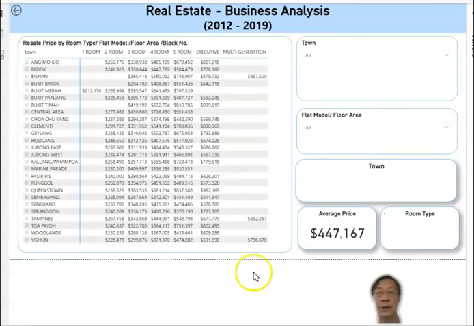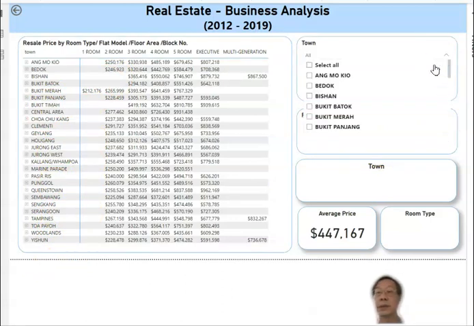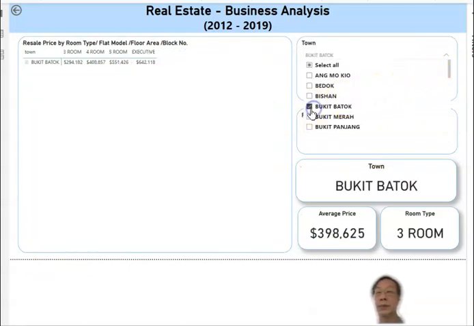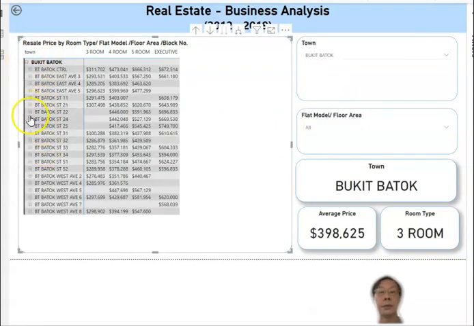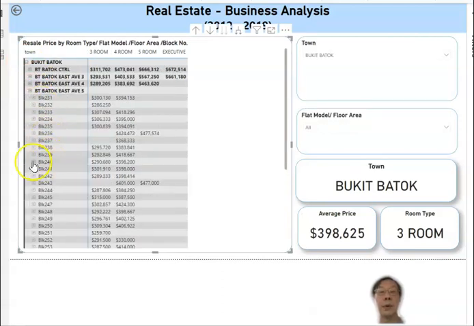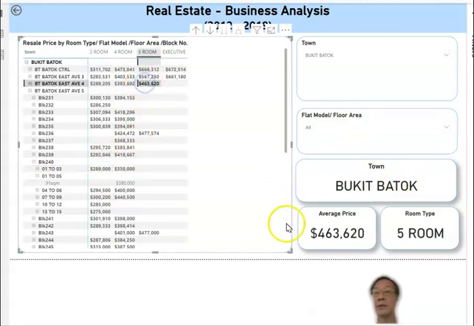And the next one is a similar metric table, but indicating the average price for the different room types for all the towns. It provides more detailed prices of a particular room type. If you click over here, let's say Bukit Batok, you can click onto the road or the block, the floor area, and the floor level as well, to find out the prices for all the units.